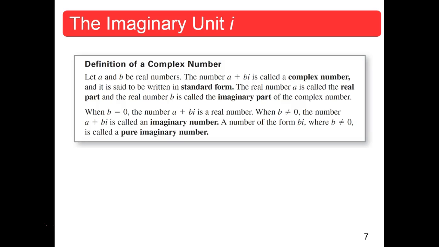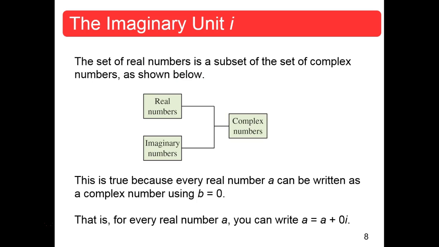It's just semantics. Okay, a number of the form bi, where b is not equal to 0, but a is equal to 0, the book calls it a pure imaginary number. And that's a fine thing to call it, pure imaginary number, whereas if it's got a real part, it's just called an imaginary number, but to me, that's the same as complex numbers. So why use two different terms for the same thing?